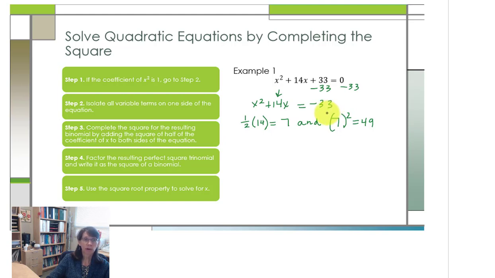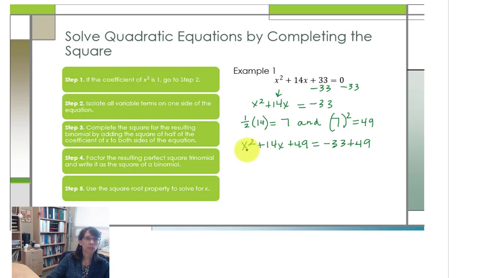to create a perfect square trinomial. In other words, we'll have x squared plus 14x plus 49, and that equals negative 33 plus 49. So whatever amount I'm adding to the left side of the equation to create a perfect square trinomial, I must add that same amount to the right side of the equation to balance it.